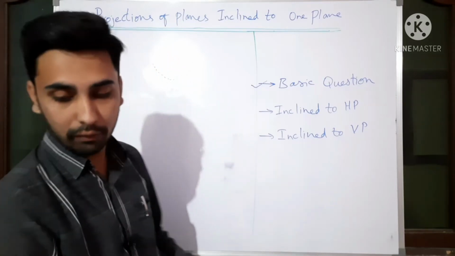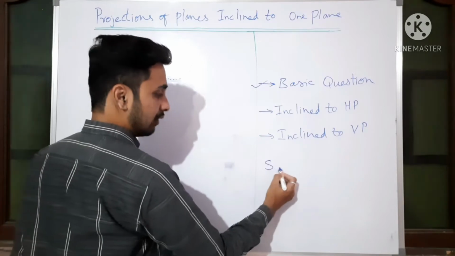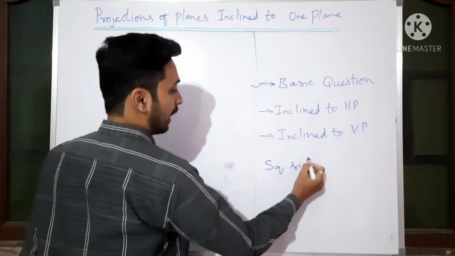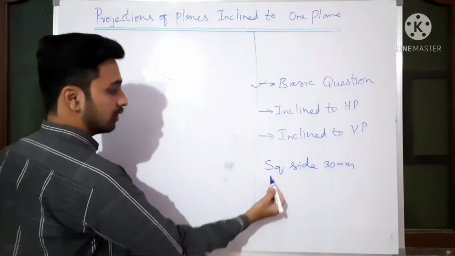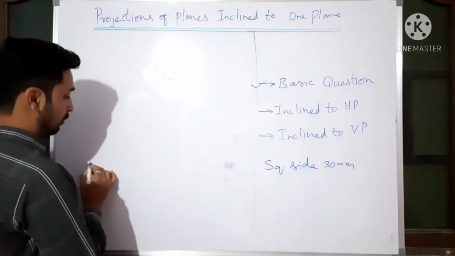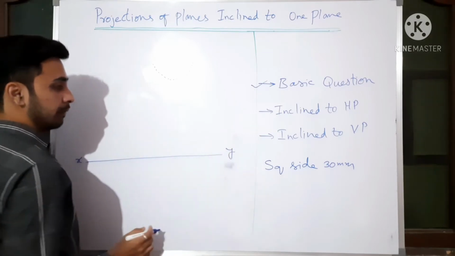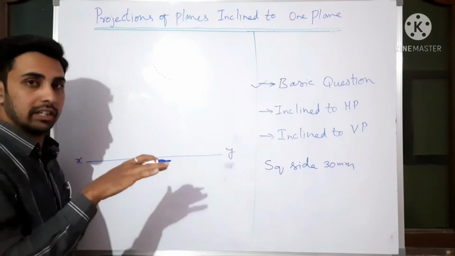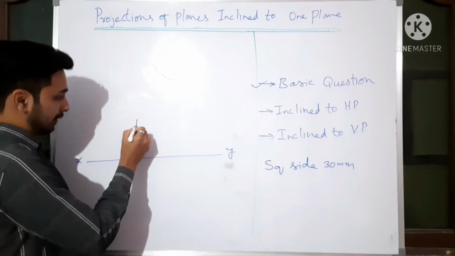So imagining any front view and top view distances, and imagining one square with side 30 mm, here SQ means square. If we draw the front view and top view, how will it be? Imagine it is resting in HP as well as touching the VP. So the front view will be like this.